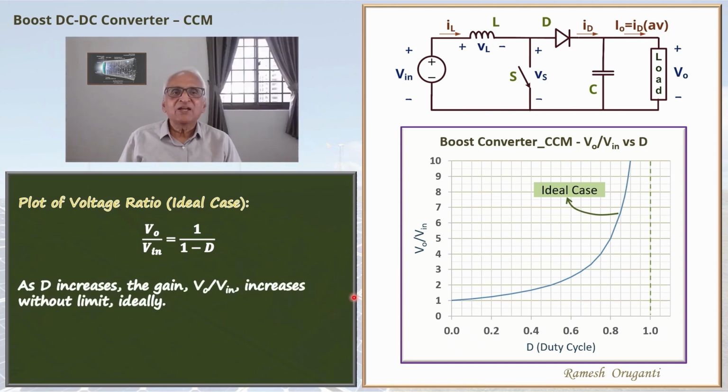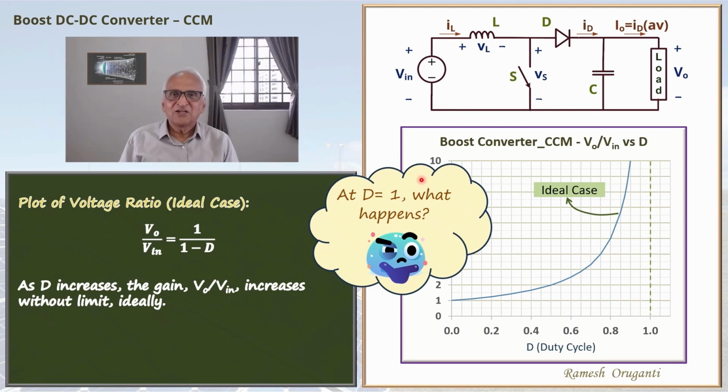What happens when we make duty cycle equal to 1? Let's pause for a moment and think. When duty cycle equals 1, it looks like the voltage will keep increasing and go to infinity, whatever that means. That implies that it will go to a very high value. But if duty cycle equals 1, the switch is always on. Diode never conducts. So power never goes to the output side. If there is no power going to the output side, there is no voltage buildup on the output. So the output voltage will in fact be 0.